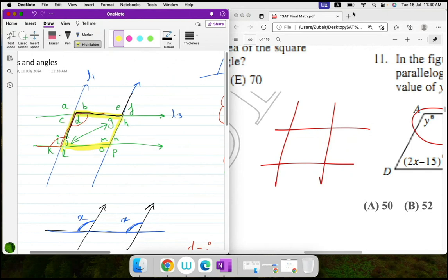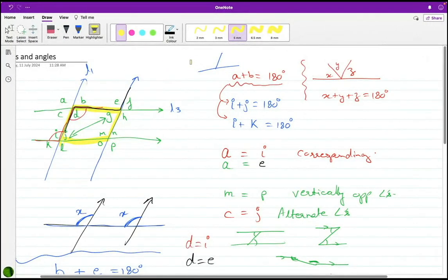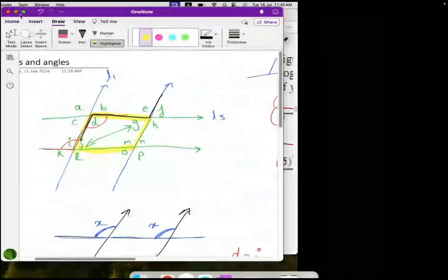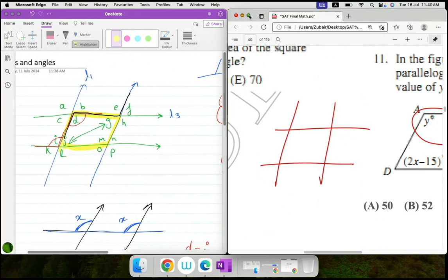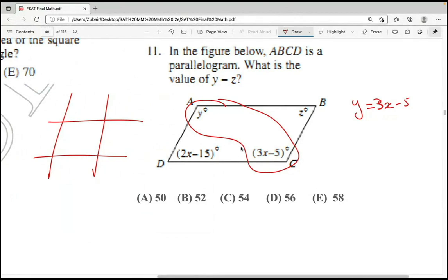Do you have access to this sheet? No, sir. Okay, can you go back to the email question? Just type your address. So I can just do y is equal to 3x minus 5 and y is equal to 2x minus 50 and equate them to each other. There are two things: opposite angles of a parallelogram are equal, and the sum of interior angles between parallel sides is 180.